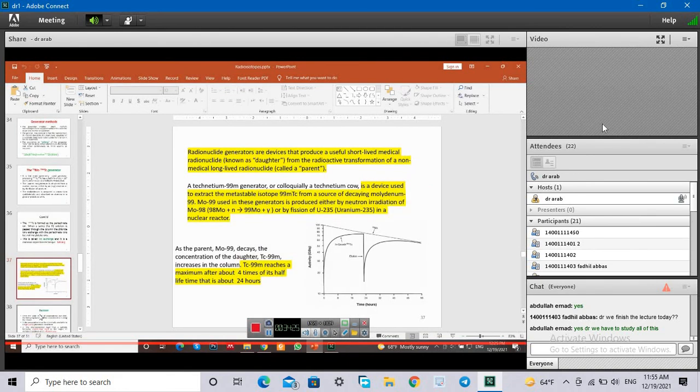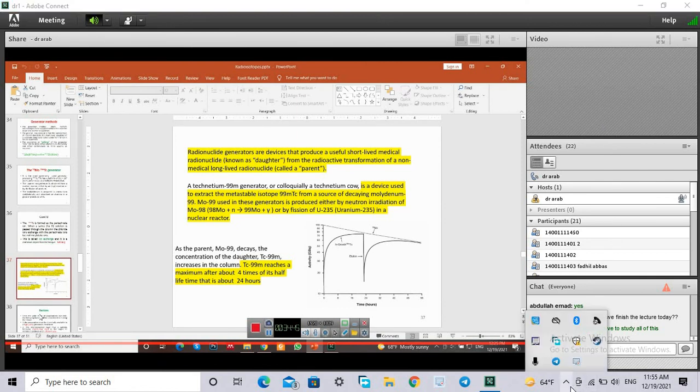In this figure, you can see the process of separation of technetium from molybdenum. It is valuable to know that in each generator we can milk technetium-99 four times. After that, the new generator should be replaced. There are some important points in this slide that please pay attention to.